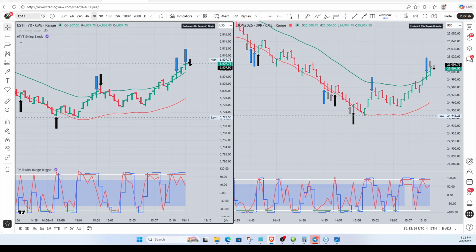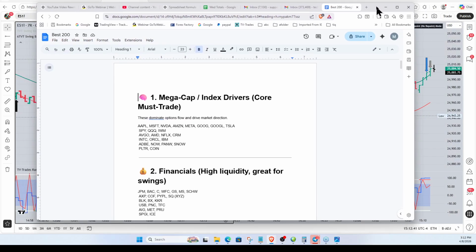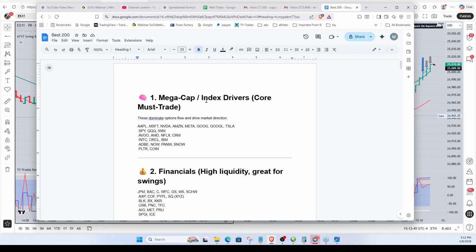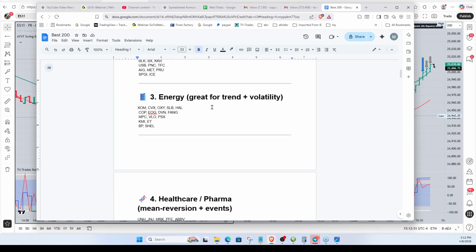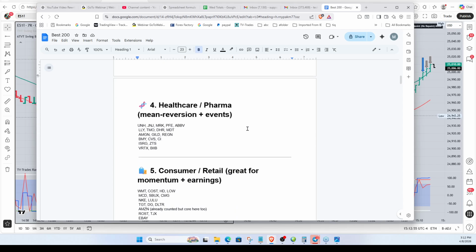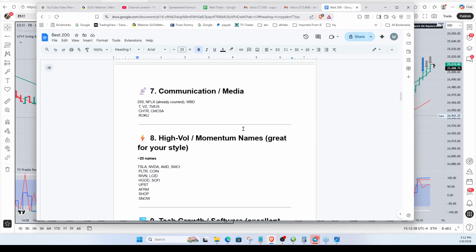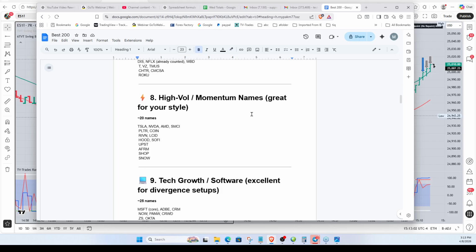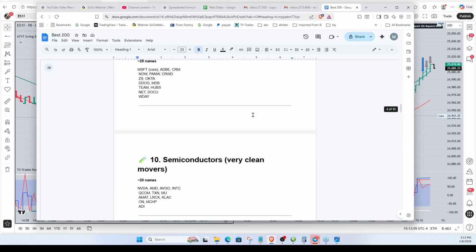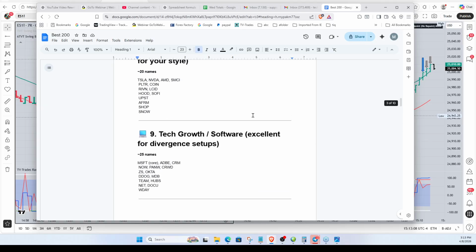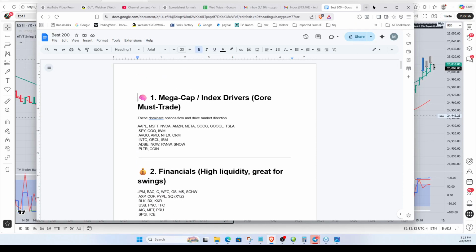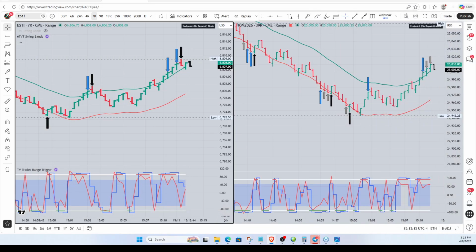So this is what I wanted to show you. So I had gone through and broken the symbols down by the different industries that they're in, like the mega cap and the index drivers, and the financials, and the energies, and the healthcare, and consumer, and industrials, communication, and then went through again and grouped them according to how well they all move and the spreads and things like that, so that, I mean, the idea is to get in there and get out quickly.